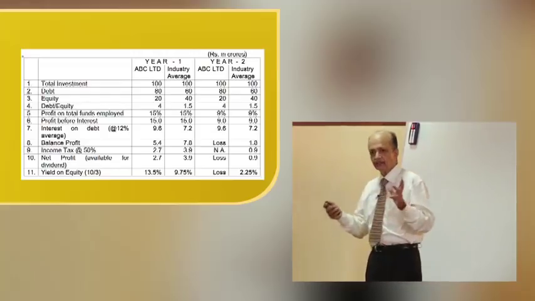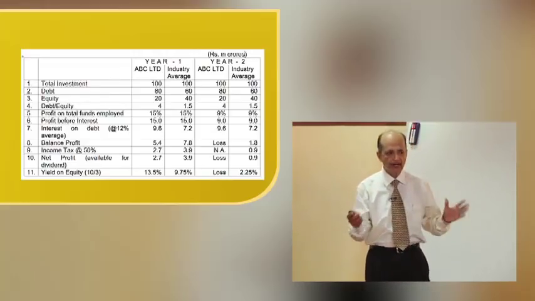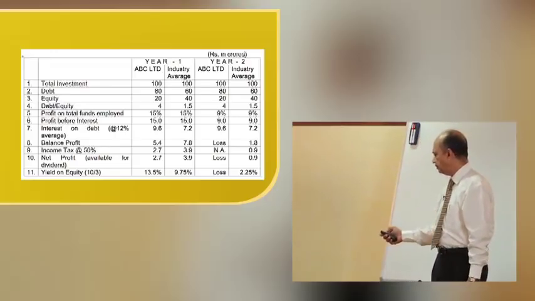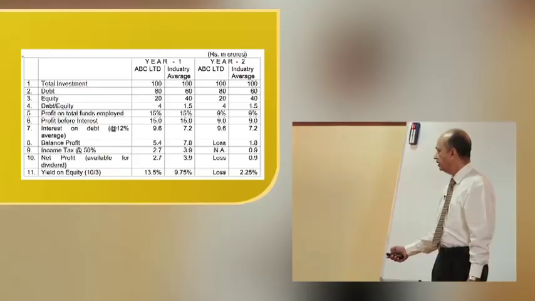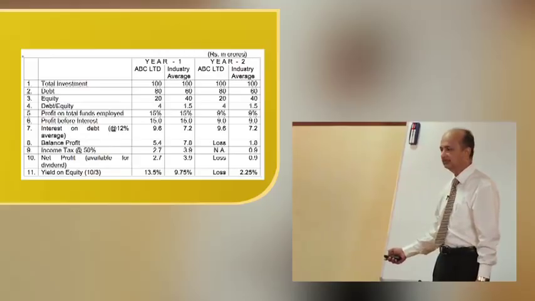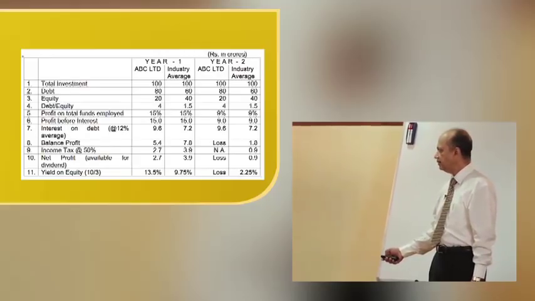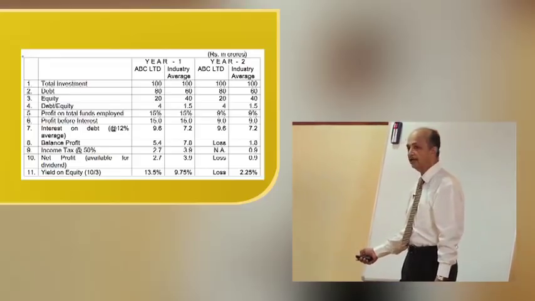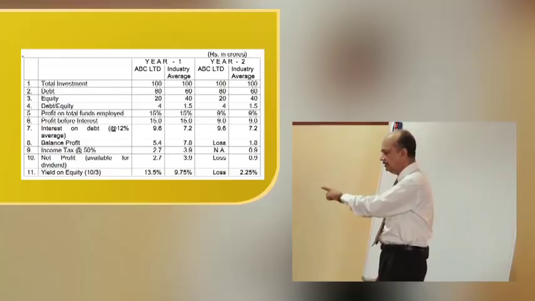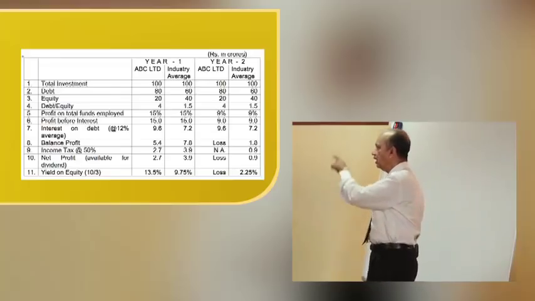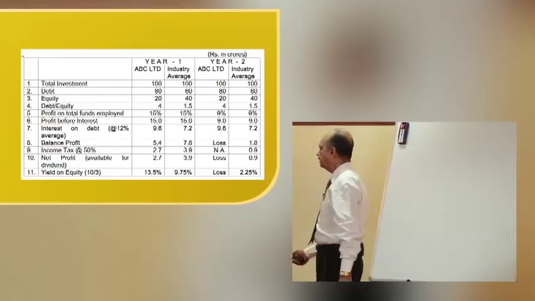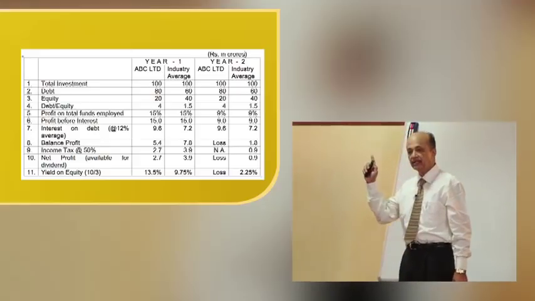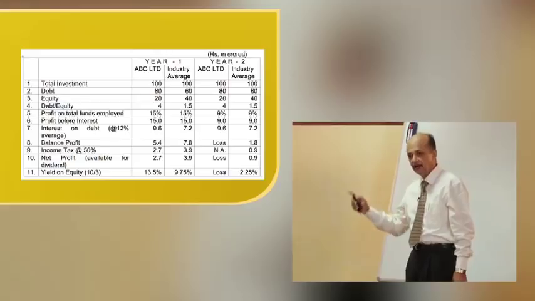What is the balance profit? The balance of profit available. Here you see what is the profit available? 15 minus 9.6. That is, the available profit is 5.4 crores. Second year it is 7.8 crores. So for the first year it is 5.4 crores, and so far as the industry is concerned it is 7.8 crores. At the industry level we are taking the industry average.